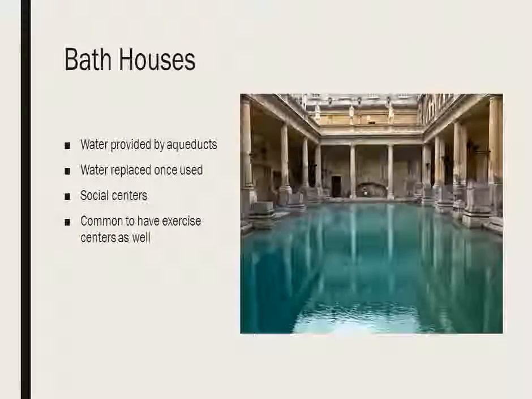Finally, we have bathhouses. The water for these bathhouses was provided by the aqueducts that the Romans constructed as well, and the water was replaced once it was used. People would go to these for social centers. They even had exercise areas in some of them, but these bathhouses also incorporated the arches and concrete and columns that the Romans had come up with as well in their architecture.